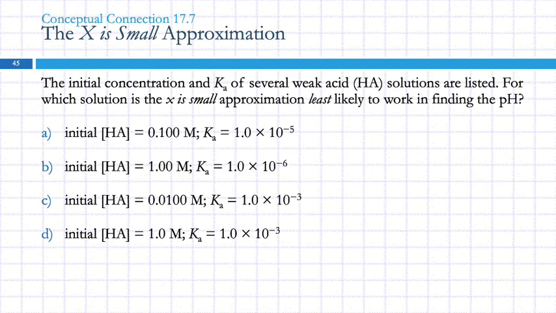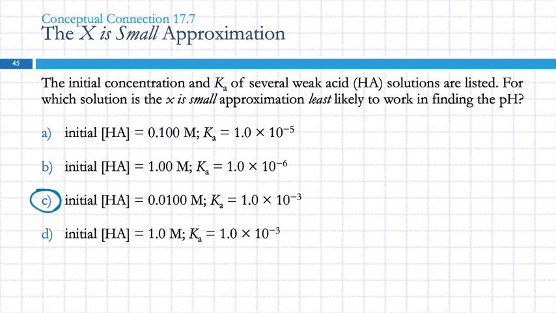So the initial concentration and Ka of several weak acid solutions are listed. For which solution is the x is small approximation least likely to work in finding the pH? Yeah, it's going to be C. So how do we figure this out?